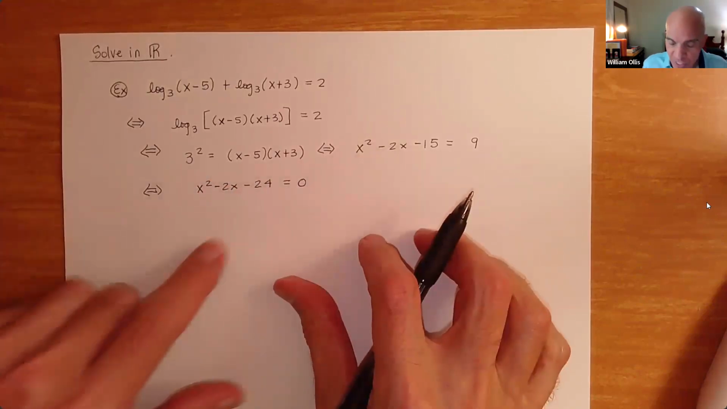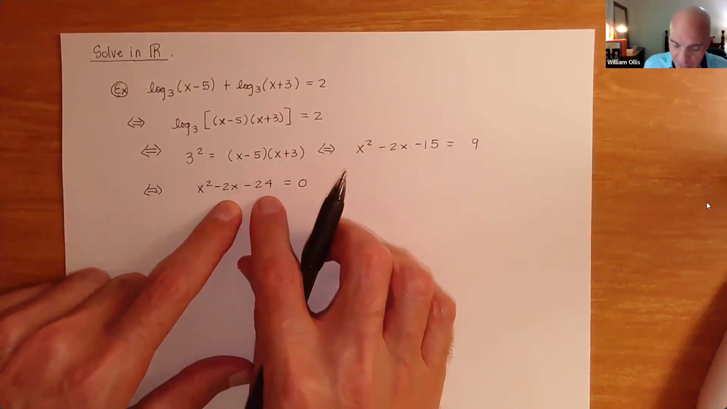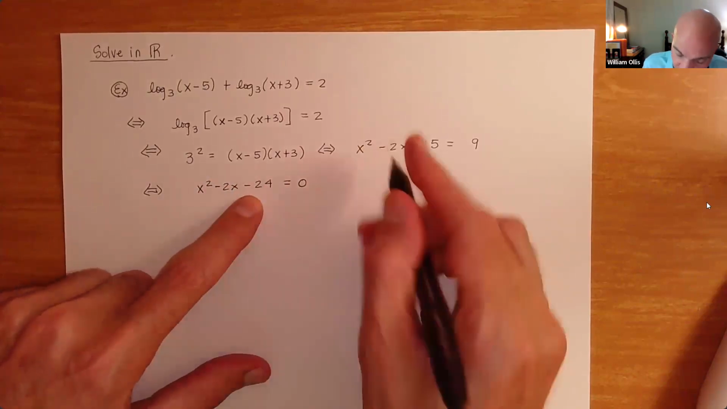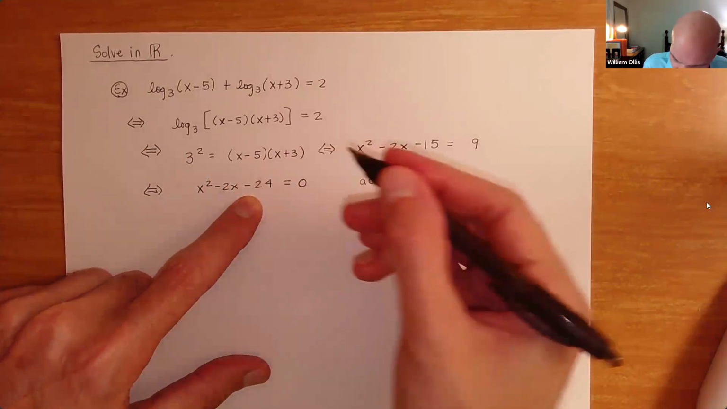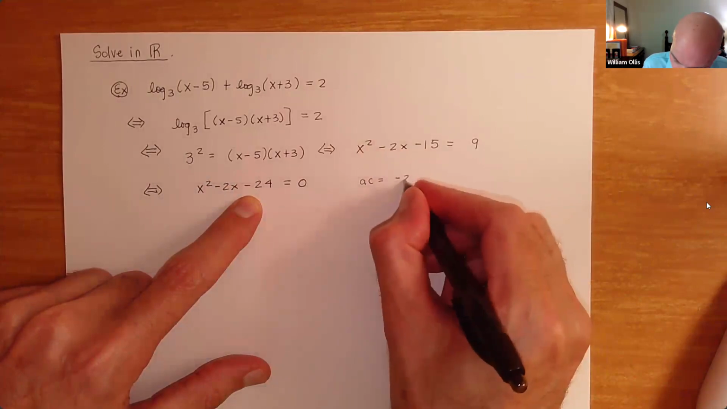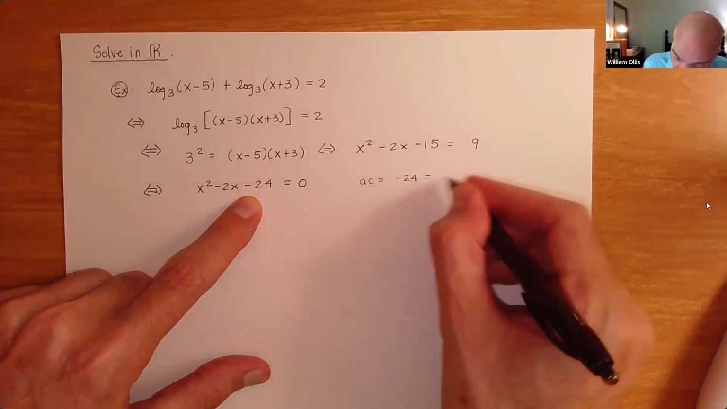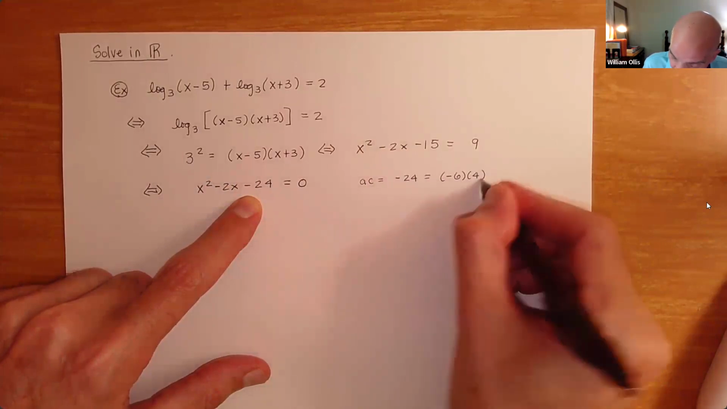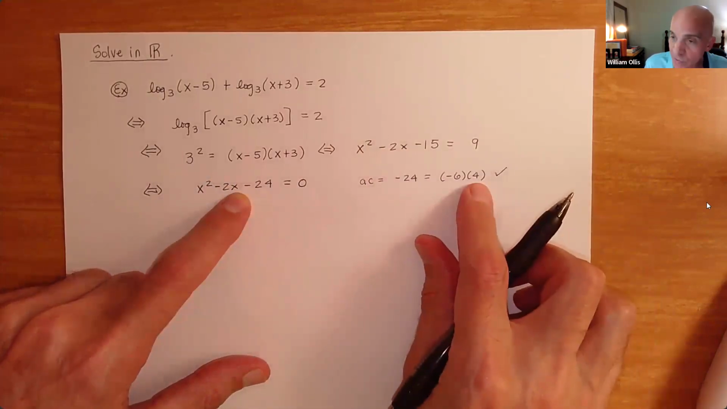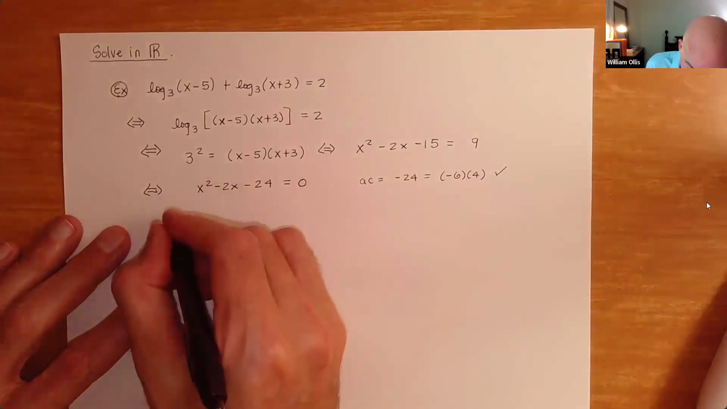Now, at this point, we simply want to use the AC method, and this is very easy. We can just say AC equals, well, 1 times the negative 24. We don't really need the 1 in this case. We'll just simply write this as a negative 6 times a 4. And of course, the negative 6 plus 4 gives us the negative 2. So this factors very easily.